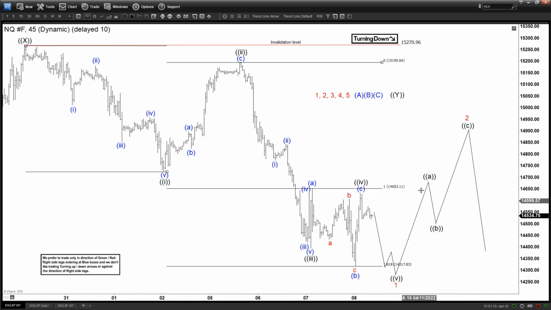Now we can see another leg down to finish 5 waves down. Then from there we can see a 3 waves rally to correct this 5 waves down. Then as long as we stay below 1570, we can continue to see further downside in the Nasdaq. So what's the message here?